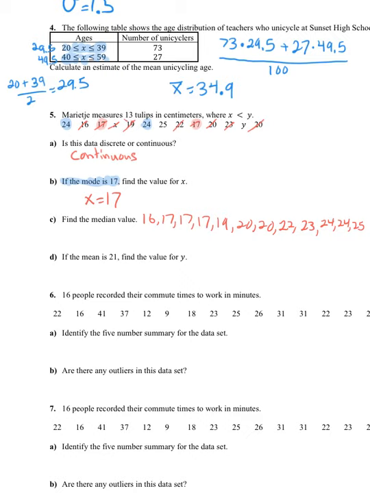We just know that there are 13 tulips, so we need to get halfway through them and find the median value that way. Okay, so 1, 2, 3, 4, 5, 6. It's going to be between 20 and 20, it looks like.